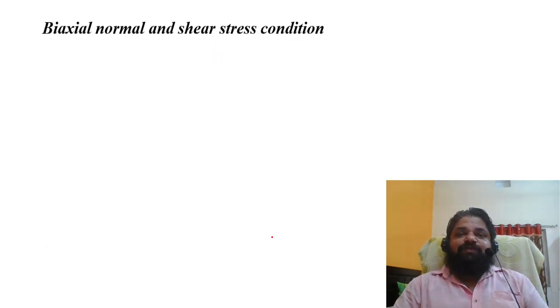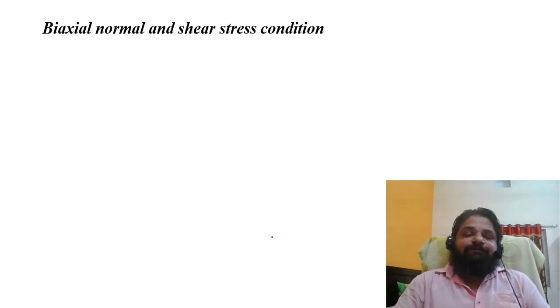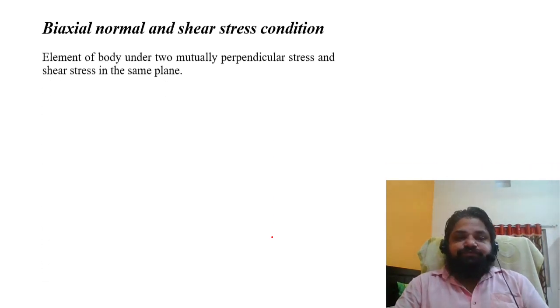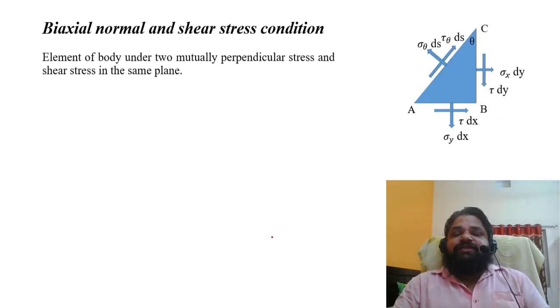In a 2D case, we have the biaxial and normal shear stress condition. If I drop the shear stress, then I get the biaxial normal stress. If I drop the biaxial normal stress, then I get the final one, sorry, the pure shear condition. Similarly, we will take an element of the body, as I said, just cutting the body, as I have shown there.